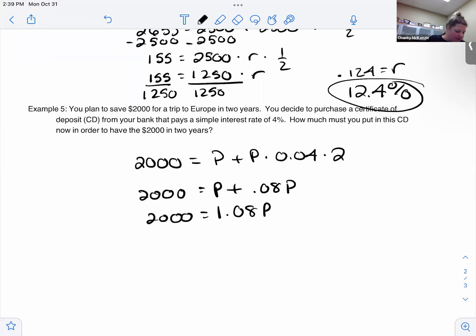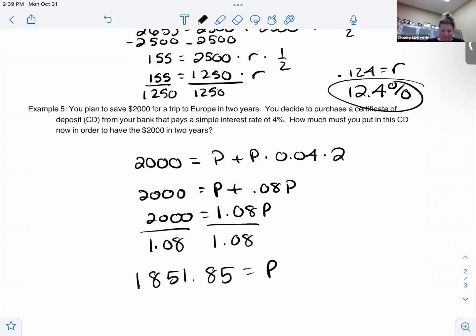So 2,000 divided by 1.08 is, let's show that real quick so everyone has that in their notes. And I get $1,851.85. You better make it 86 cents to make sure you get there, right? So that is going to be our total principal that we have to put in now in order to have 2,000. You don't really make that much money in interest.